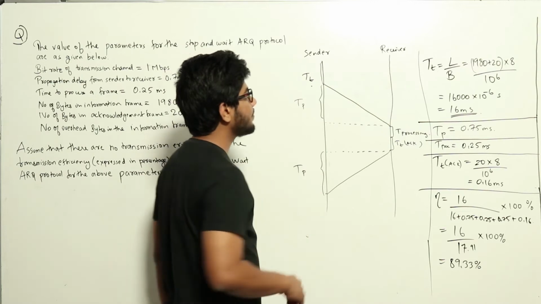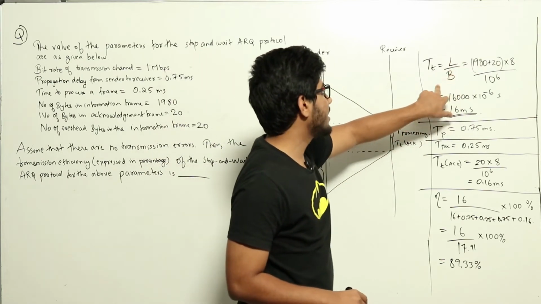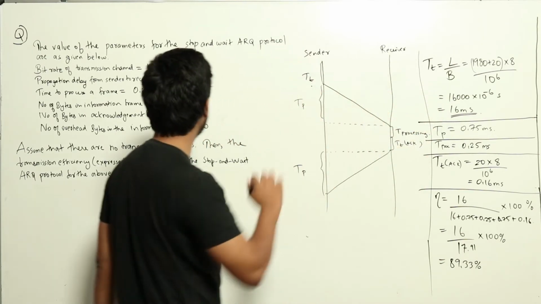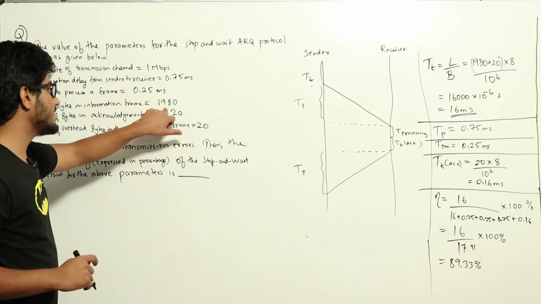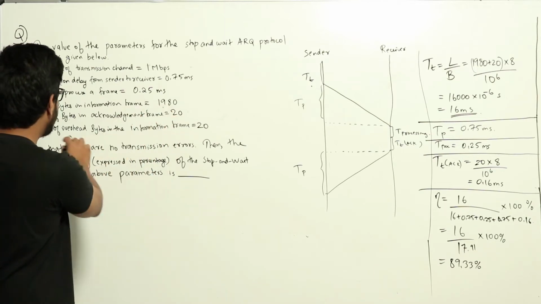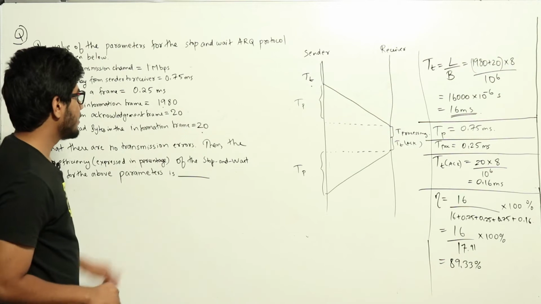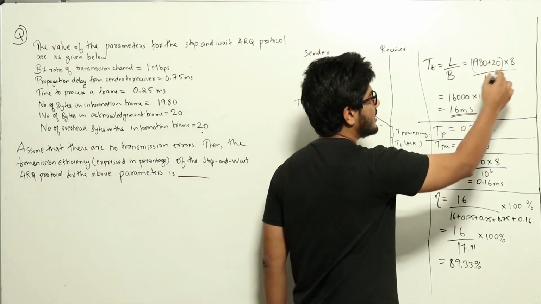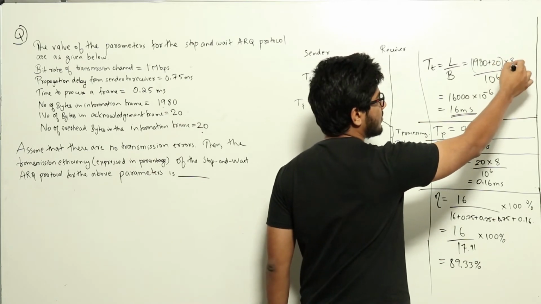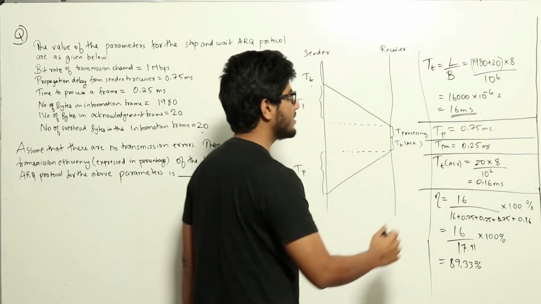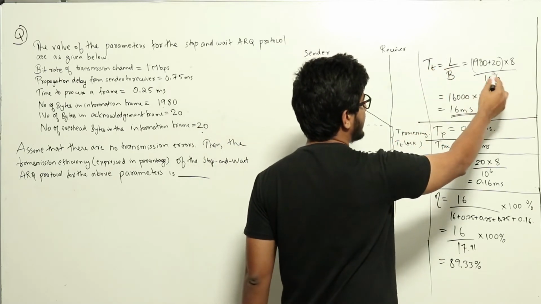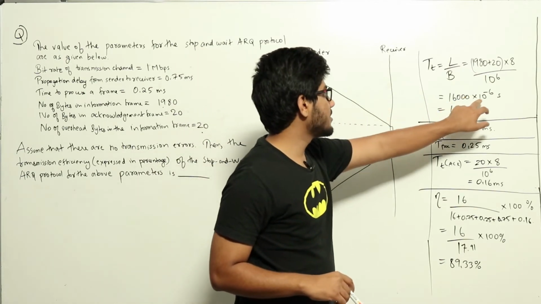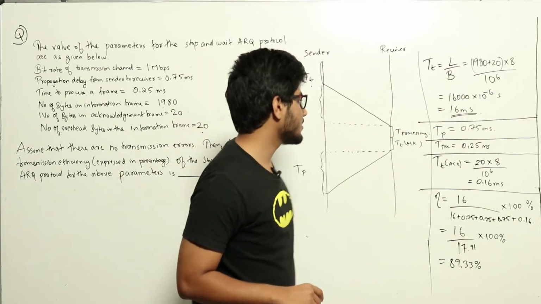T transmission delay is given by L by B, where L is the packet length and B is the bandwidth. So in the question they have given that the packet length for the information frame is 1980 bytes and there is an overhead of 20 bytes in the same packet. So the total length of the packet is 1980 plus 20 bytes. For bytes we multiply by 8 to get the total bits in that packet, divided by bandwidth, that is 10 raised to 6 bits per second. That is 16,000 into 10 raised to minus 6, that is 16 milliseconds.